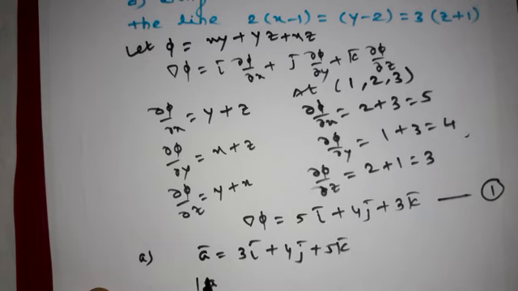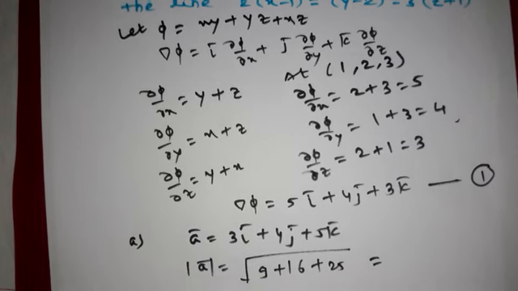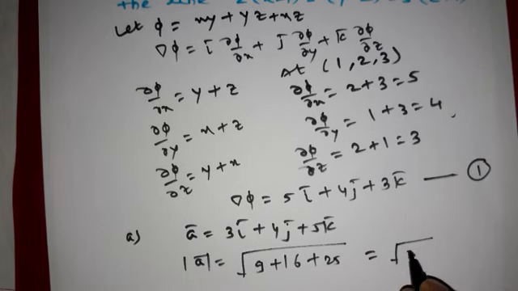Now find mod of a bar along the vector. Once we get a vector, find mod of a bar. Mod of a bar is under root of 3 square, it is 9, 4 square it is 16, 5 square it is 25. So we will get here root 50.